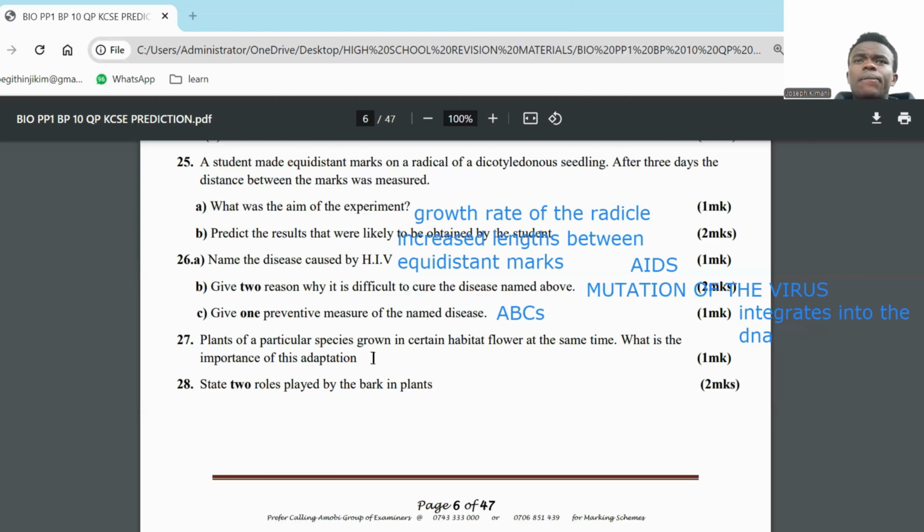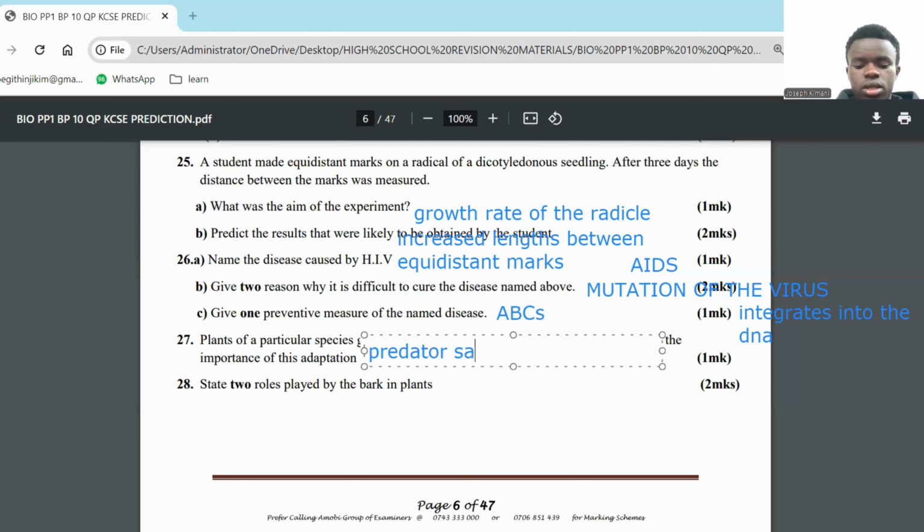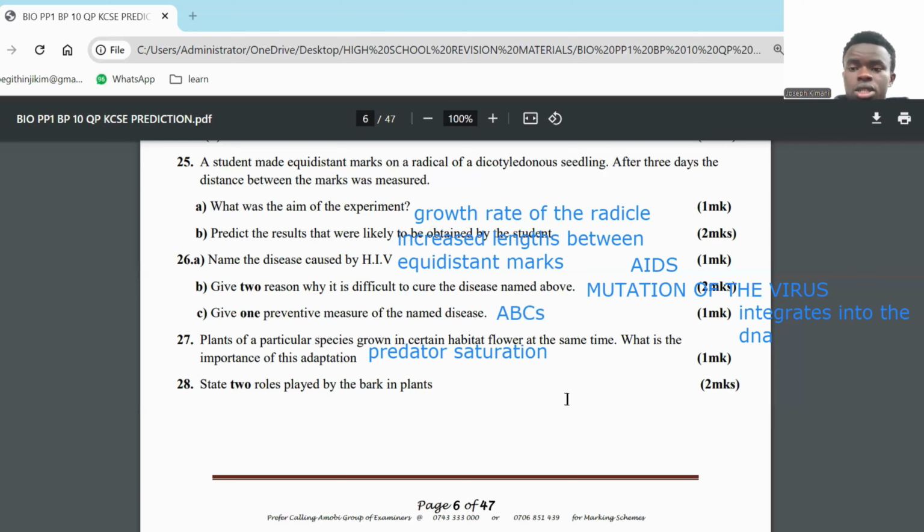So first of all, we can talk of predator saturation. What am I talking about? Remember when they flower at the same time, there are predators that are waiting to eat those seeds. But if they flower at the same time, basically we'll be having a lot of seeds. So the predators won't deplete them, and some will continue to maturity. This would not have happened if they flowered at different times, as predators may have consumed all of them.